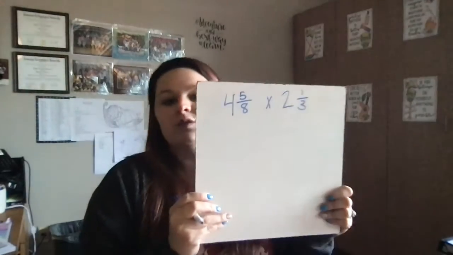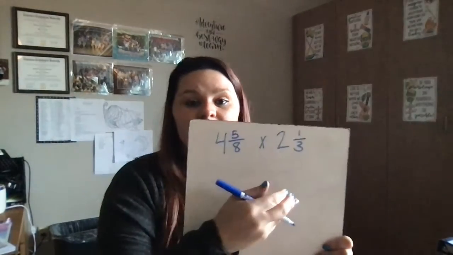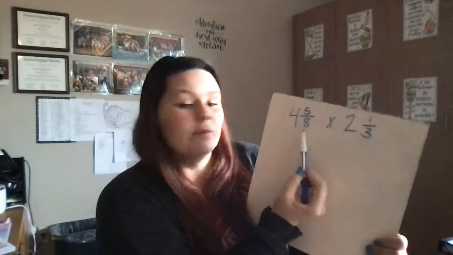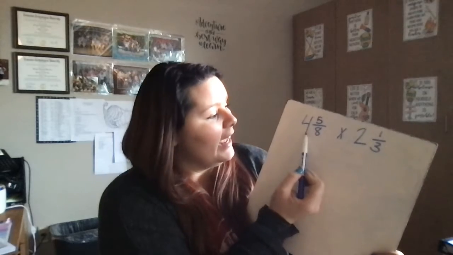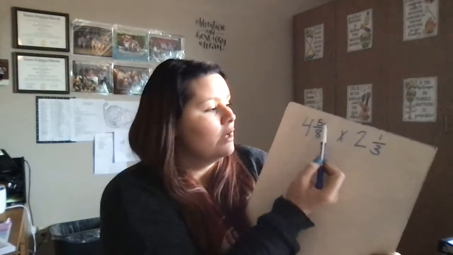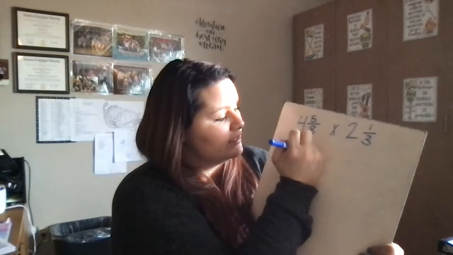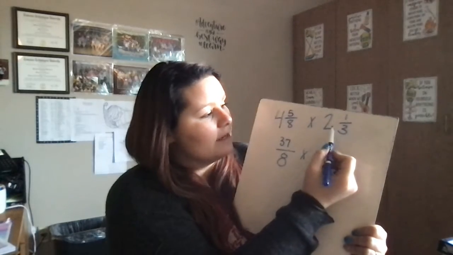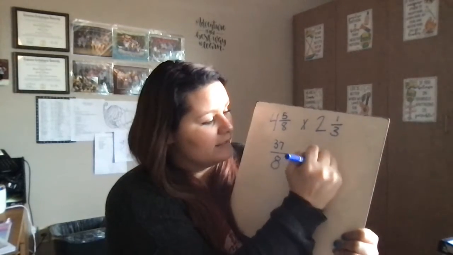All right, and so now I'm going to teach you how to multiply a mixed number times another mixed number. So we're going to do 4 5/8 times 2 1/3. When you see this, you need to change both of these into improper fractions. It's going to make it much simpler to multiply. So again, we multiply our denominator times our whole number. 8 times 4 is 32. And then we add 5, which would be 37/8. Times, okay, so 3 times 2 is 6, plus 1 makes 7/3.